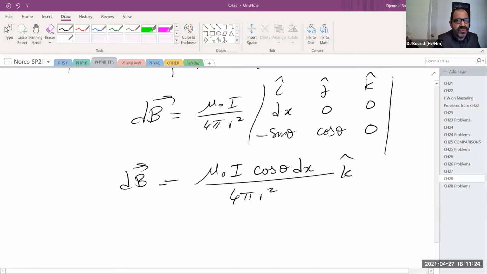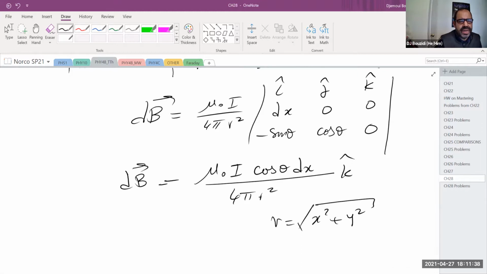Obviously, I need to sum dx from negative infinity to positive infinity. I already have the expression for r, which is equal to the square root of x squared plus y squared. When I square it, it's simply x squared plus y squared. But I have that annoying x and cosine theta.